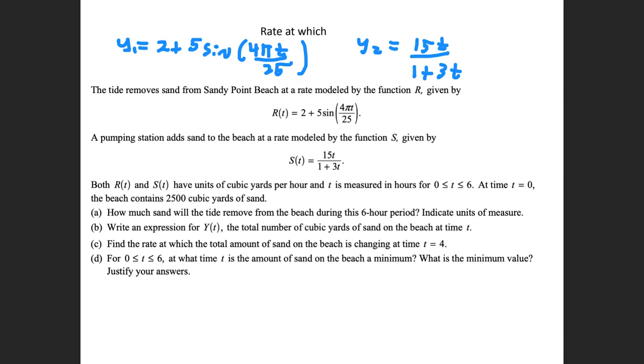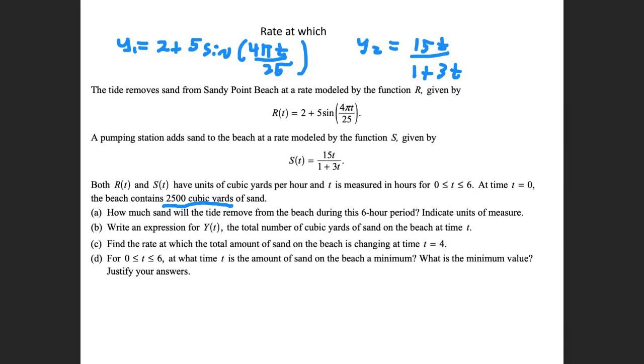Okay, it says, both R of t and S of t have units of cubic yards per hour, and t is measured between 0 and 6 hours. At time t equal to 0, the beach contains 2,500 cubic yards of sand. Okay, pretty important. Whenever they give us a starting point, that's important. It's going to come up later on in the problem. Okay, so how much sand will the tide remove from the beach during the 6-hour period?